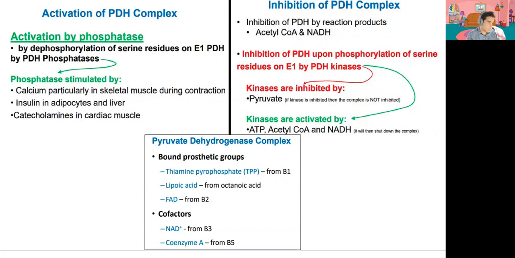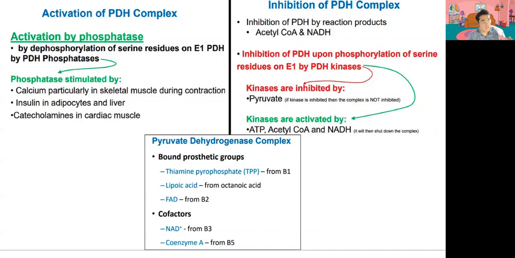Phosphatase is stimulated by calcium, by insulin from the adipocytes as well as in the liver, and by catecholamines for the cardiac muscles. Inhibiting factors: for the E1 complex, PDH kinase is going to be inhibited by pyruvate. If kinase is inhibited, then the complex is not inhibited. The kinase just says, okay, if I have a whole bunch of pyruvate, the pyruvate is going to bind to this slot in the E1 state and tell them to upregulate the PDH because there's a whole bunch of pyruvate.